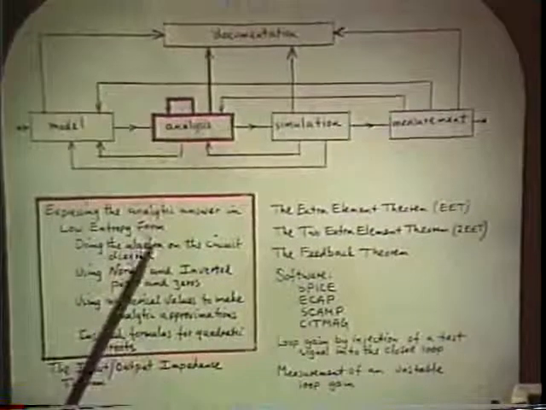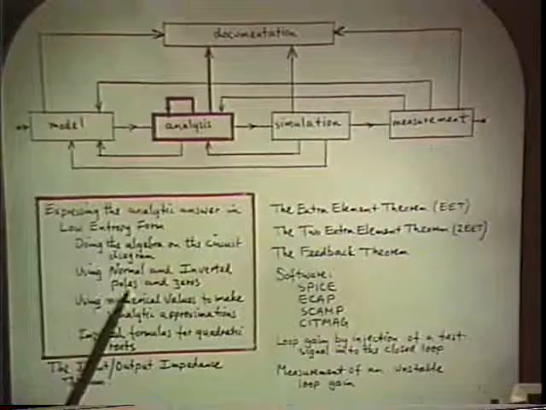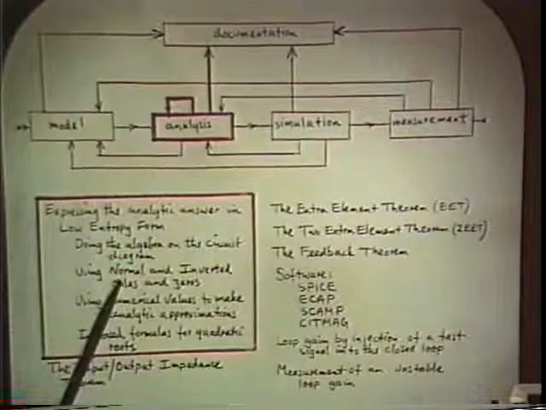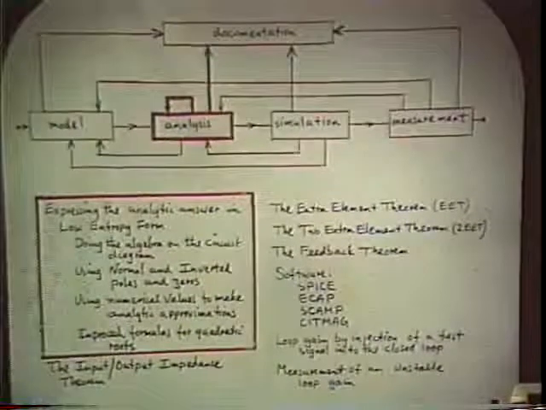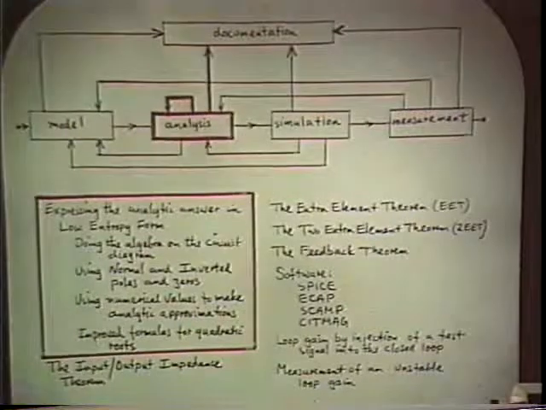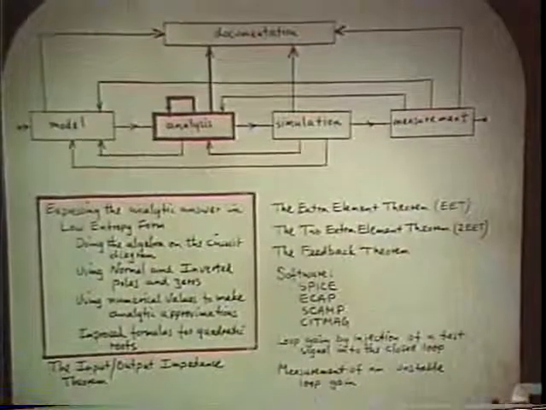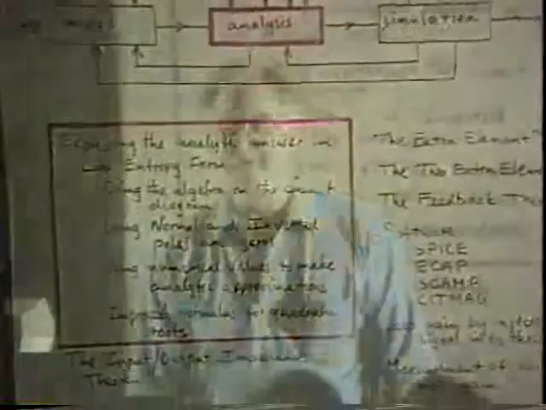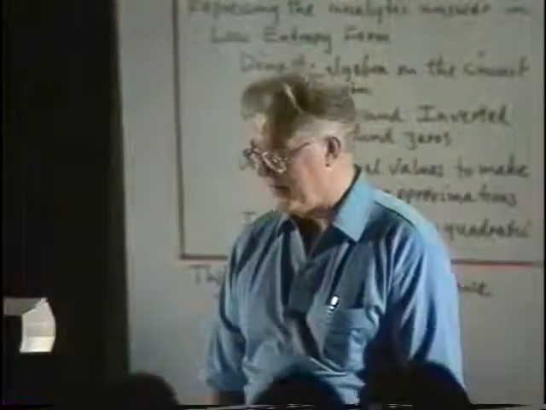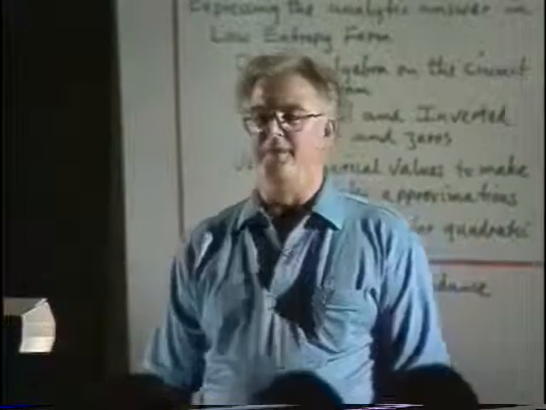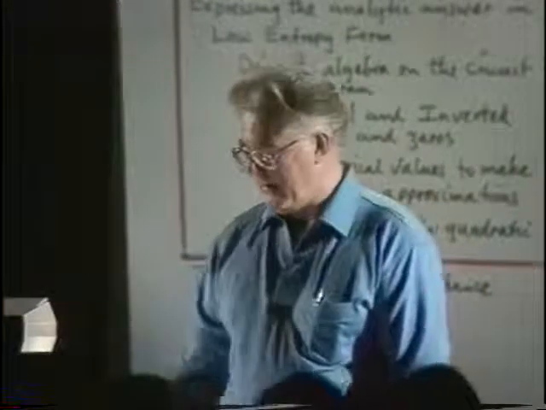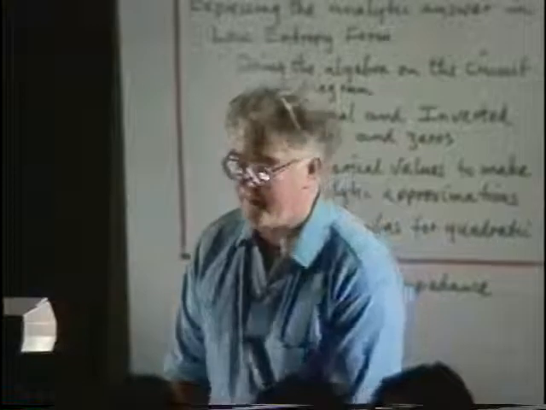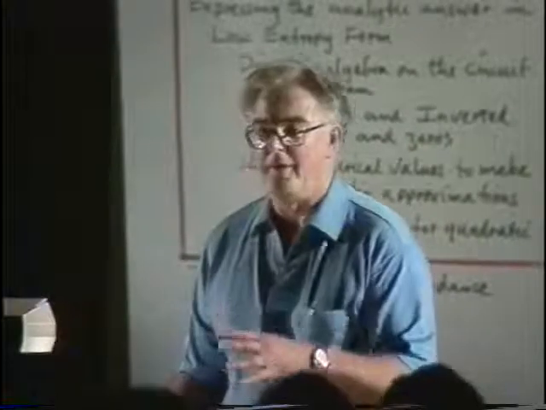How to express the answer in low entropy form. Doing the algebra on the circuit diagram is one technique. Using normal and inverted poles and zeros, using numerical values to make analytic approximations, and improved formulas for quadratic roots. And I'm going to summarize each of those now, showing how the problem arises and specifically what you do about it.